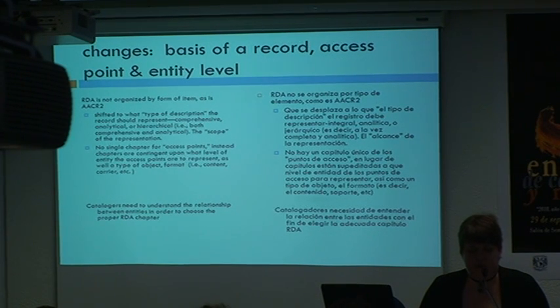In AACR2, it was based on format. We had chapters. If you were cataloging a book, you used a certain chapter. If you were cataloging a movie, you used another chapter. Well, this has now shifted to what type of description the record should represent. Is it going to be comprehensive, analytical, or hierarchical, which is a combination of comprehensive and analytical? So in other words, the variety of resource formats represented in a catalog is not in question. The question now centers more heavily on the scope of the representation.